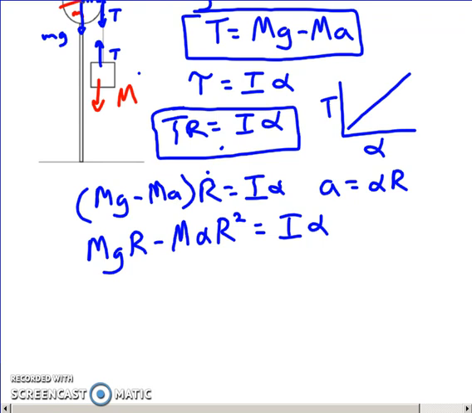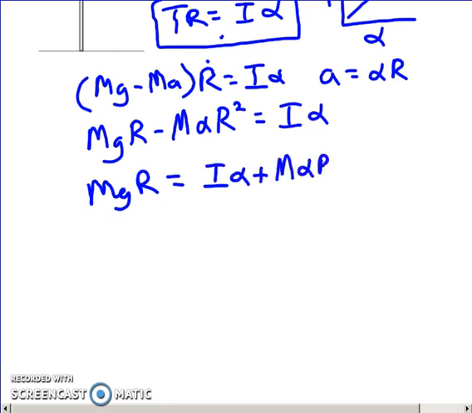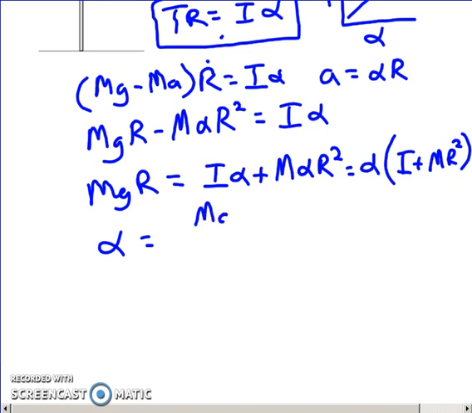All right, so what I'm going for here, maybe we didn't make this clear, is what's the angular acceleration of the pulley. Okay, so we've got everything that we need. We just got to do some algebra. So I'm going to move the m alpha r squared over. So I have mgr equals I alpha plus m alpha r squared. And if I pull out the alpha, I have alpha times (I plus mr squared). Okay, so solving for alpha, alpha is going to be equal to mgr all over I plus mr squared. All right, so that's really our main result there.